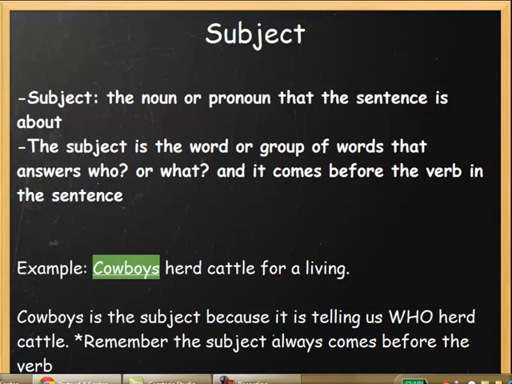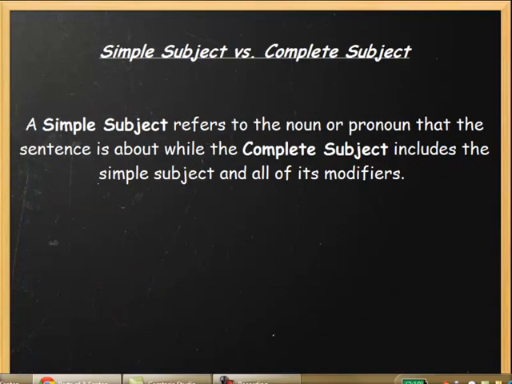In our example, cowboys herd cattle for a living. Cowboys is the subject. So there are two types of subjects: the simple subject and the complete subject. The simple subject refers to the noun or pronoun that the sentence is about, while the complete subject includes the simple subject and all of its modifiers.